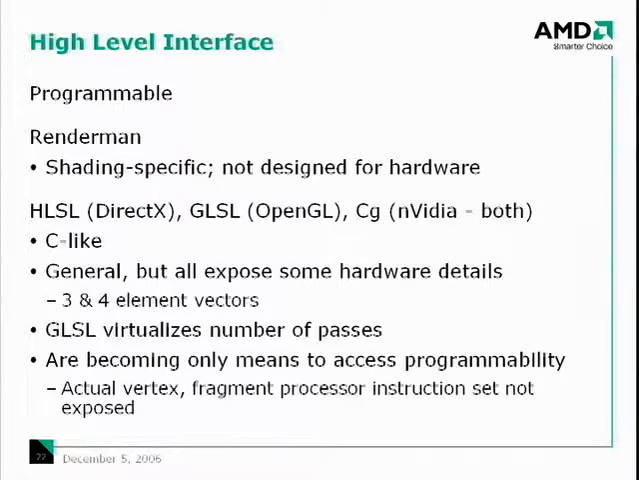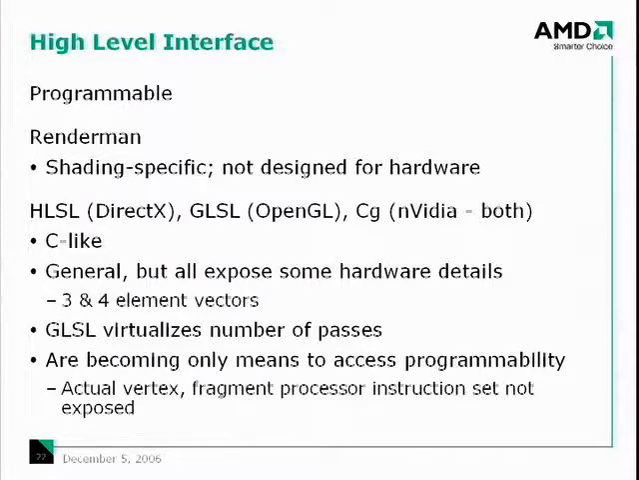They're reasonably general in the computation they admit, but they expose some hardware. They're sort of tied to the hardware in some ways, like they call out specially 3- and 4-element vectors as one example. GLSL is the only one that supposedly virtualizes the number of passes. If your program's too complicated to run in one pass, then GLSL will cut your program for you and run it in more than one pass. As a practical matter, this hasn't really come to fruition. It's not so easy, first of all, and it just hasn't really taken off.